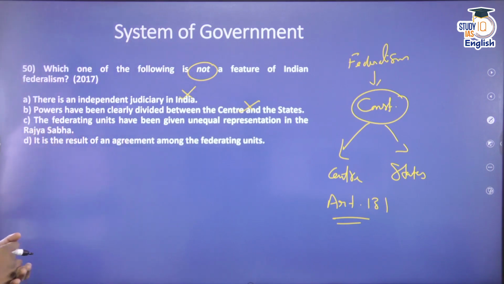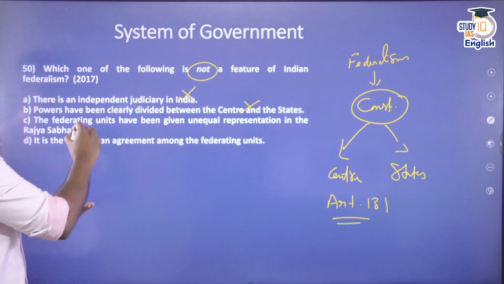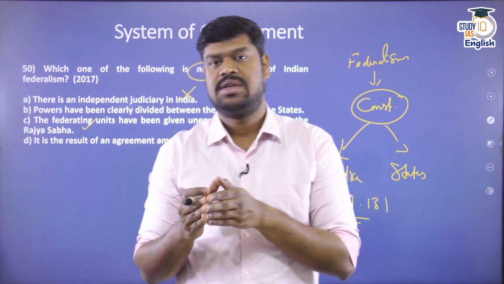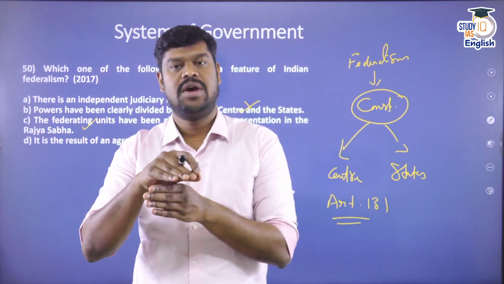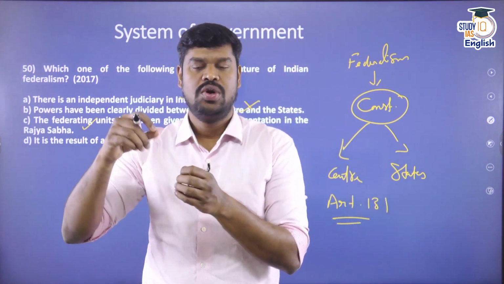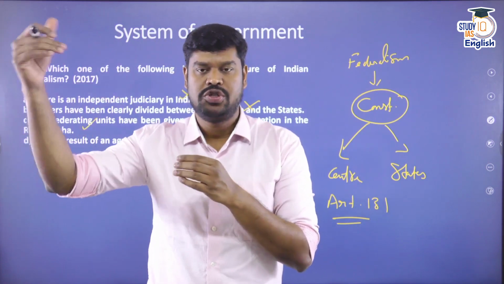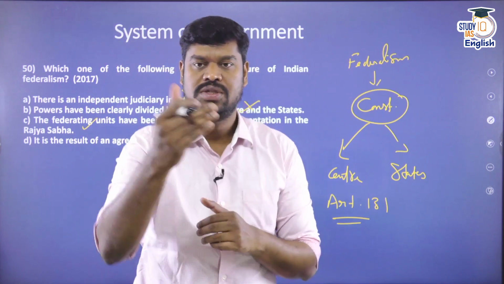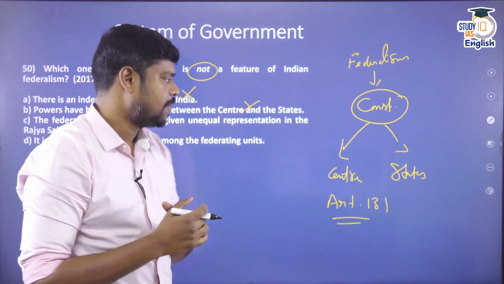Statement number 3, the federating units have been given unequal representation in the Rajya Sabha. So, that is also very true in our federal system. In fact, the very idea of having Rajya Sabha in the parliament is to give effect to the federal political system, to institutionalize federalism in our country. This has also been explained in the previous lectures.